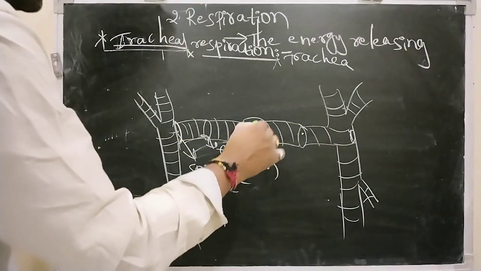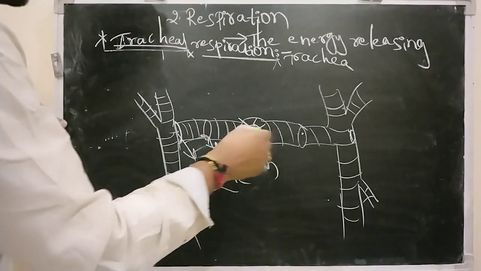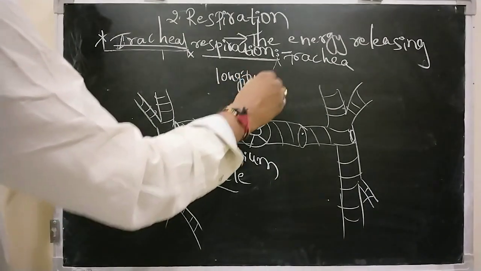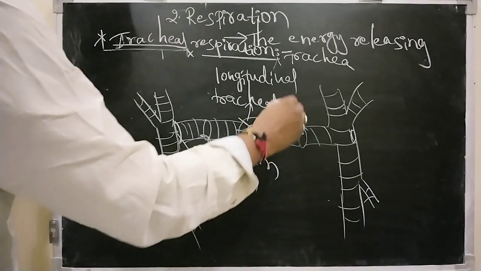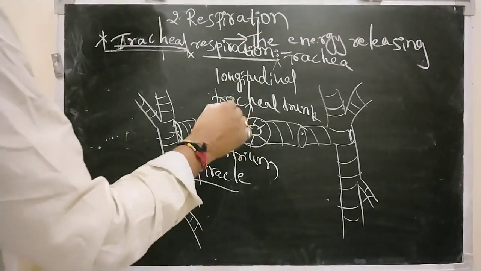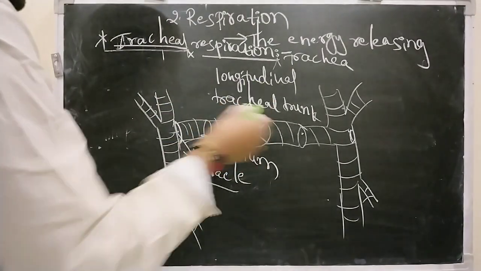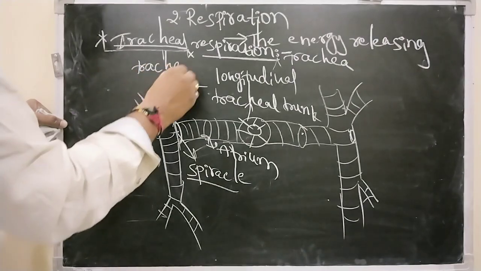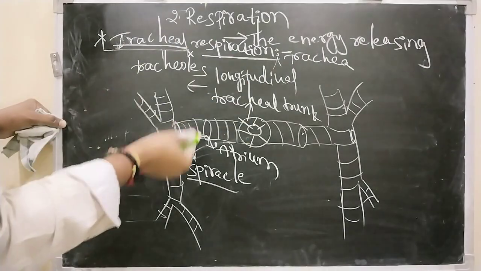From the atrium, all the tracheal tubes are connected to the longitudinal tracheal trunk. From the longitudinal tracheal trunk, it is connected to tracheoles. These tracheoles diffuse air, which contains more oxygen, to the whole body.